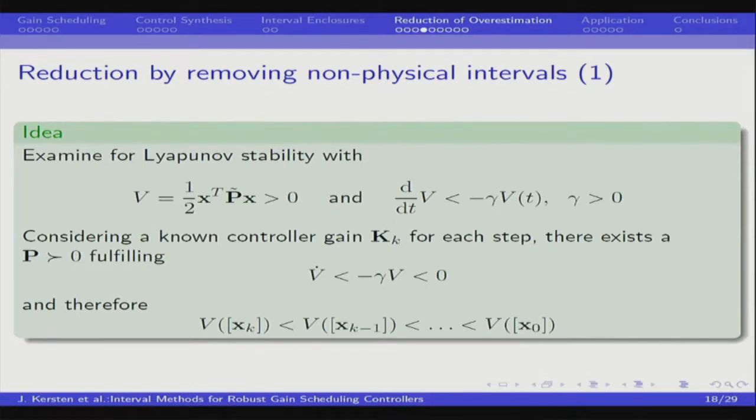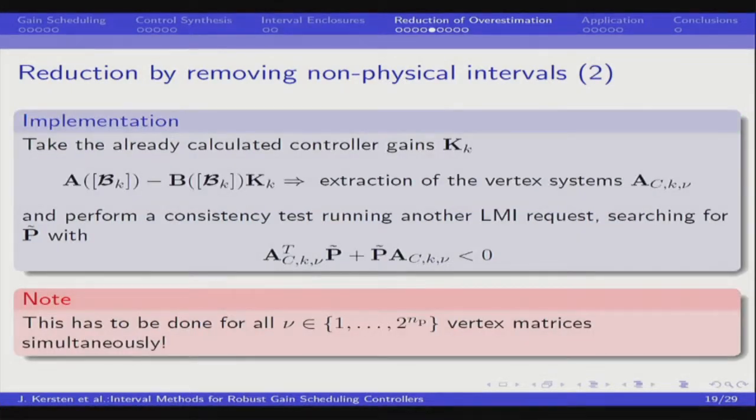So how do we implement that? As I already said, we have already calculated the controller gains, and we used these controller gains to extract the vertex systems of the control system matrix, and then perform a consistency test running another LMI request, searching for this joint P. Note here as well, we need to take into account all the vertex matrices.